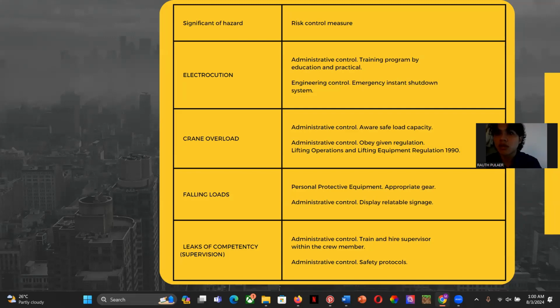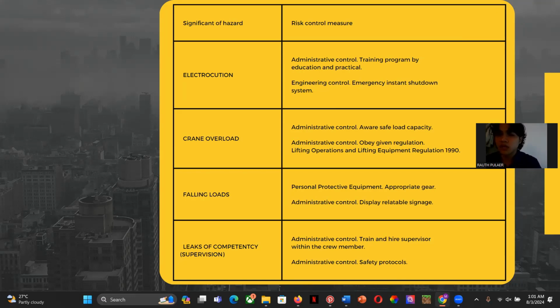The second one is crane overload, with two administrative controls. First is to be aware of the load capacity by measuring the capacity of the lifting crane and its limitations on lifting the load. And the second one is to obey the given regulations. For example, I have listed the Lifting Operations and Lifting Equipment Regulations 1998. They have to obey the law given.